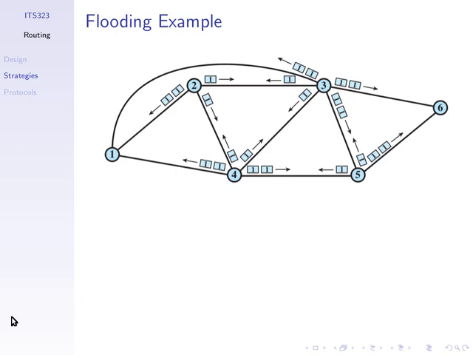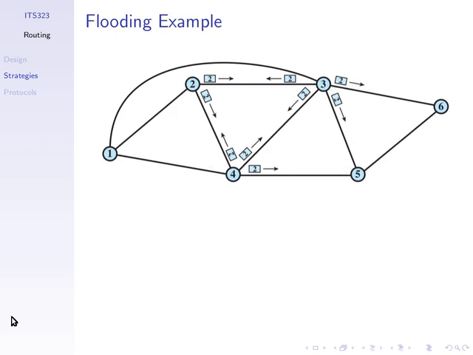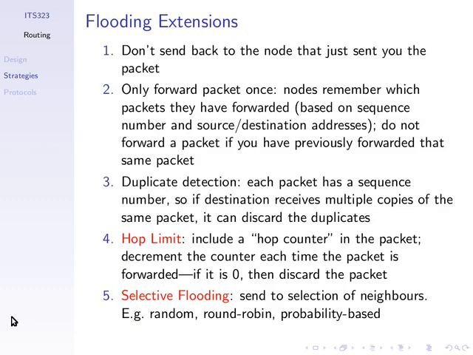Another extension we can include is a hop limit. In both cases, we still send many packets in the network. In this one, it was 30 plus packets. If we reduced, it would still be 10 to 20 packets transmitted just to get one from here to here. So they're still very inefficient. And another way to reduce the number of packets sent is to include a hop limit. As well as the sequence number in the packet, include a hop limit.